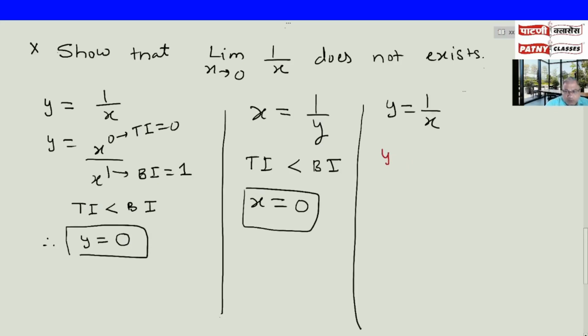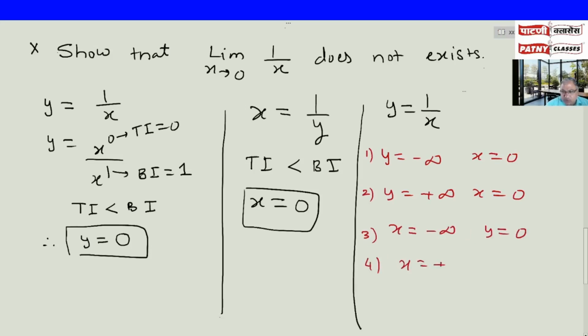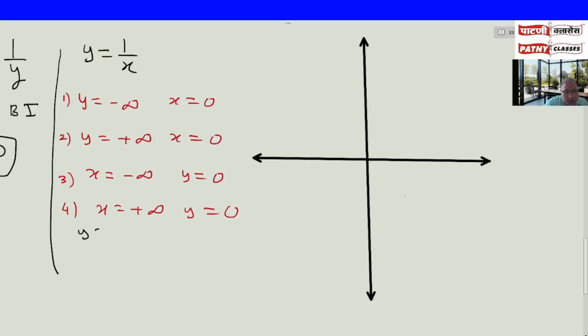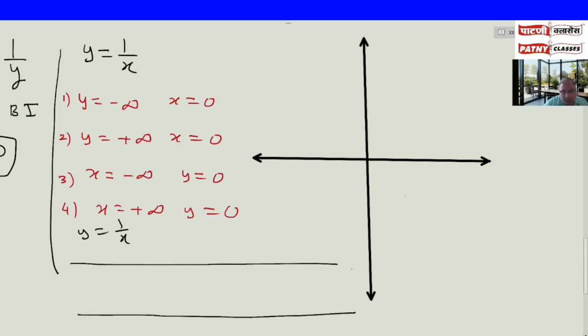One is y equals minus infinity, y equals plus infinity, and x equals 0. Here also x equals 0. This is case 1, case 2, and case 3. We get here x equals minus infinity when y equals 0, and x equals plus infinity when y equals 0. We are having y equals 1 upon x. So let us prepare a table.